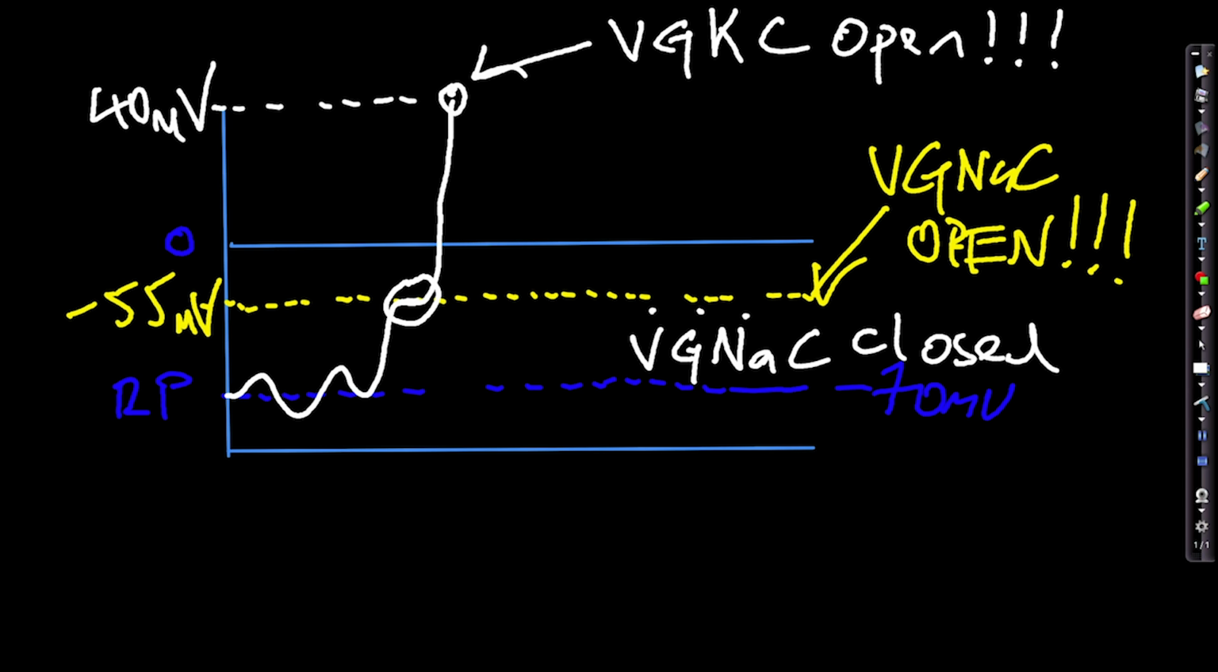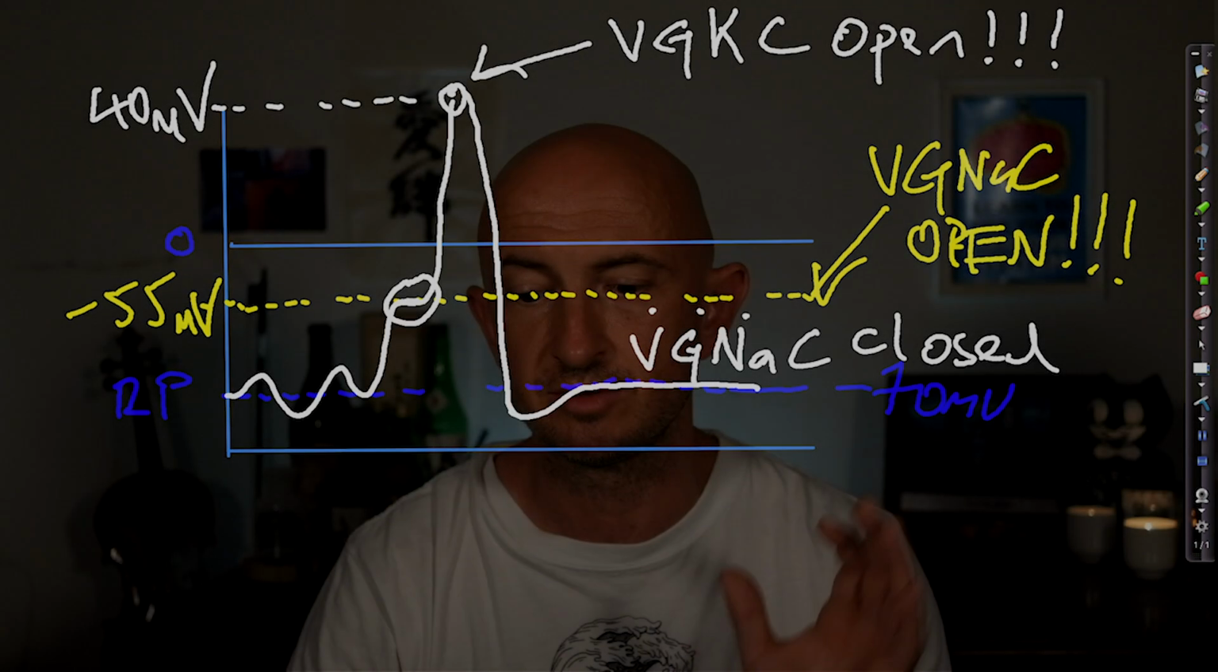What happens to the membrane potential? It comes back down again. Goes all the way back down. It will actually overshoot a bit. And then the potassium channels will close again. And then there are these special pumps that will restore everything back to the resting potential. So that is the action potential. That is the basic mechanics of the action potential.